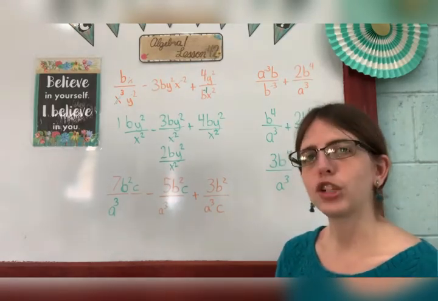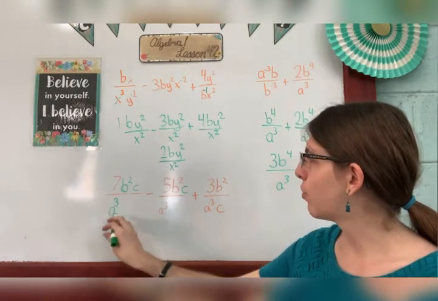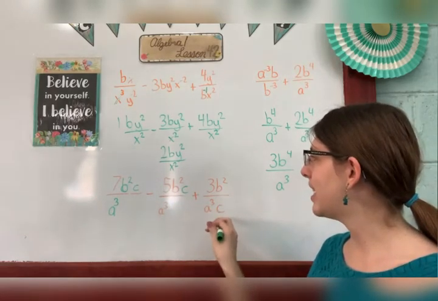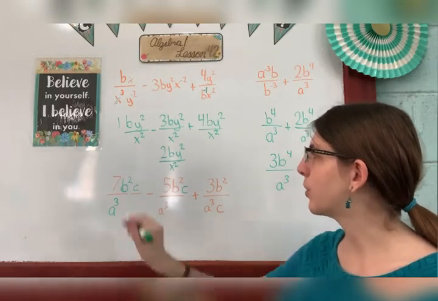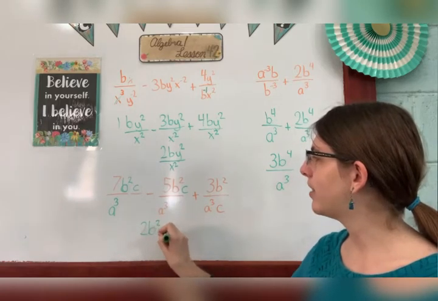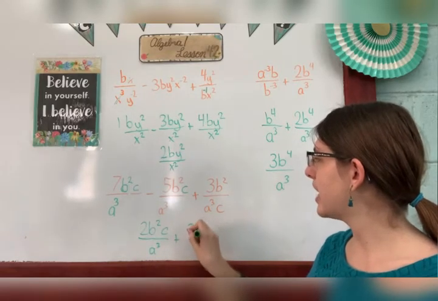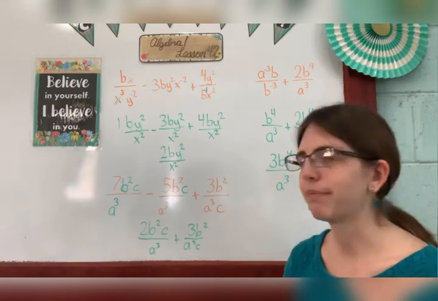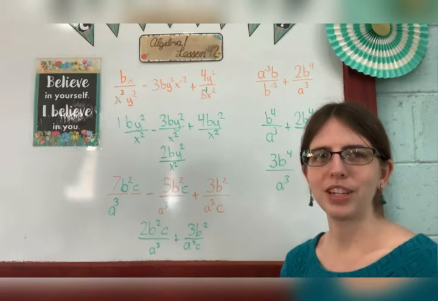Which terms are like terms? The first one and the second one, but not the third one because the c is here on the bottom, not on the top. So I can only combine these two. 7 minus 5 is 2, so I have 2b squared c over a^3 plus 3b squared over a^3c. Let me know if you have any questions about how to do those problems. Now let's talk about your two-step problems.